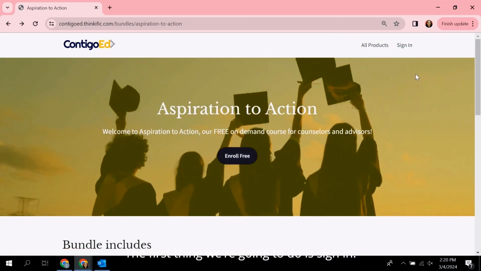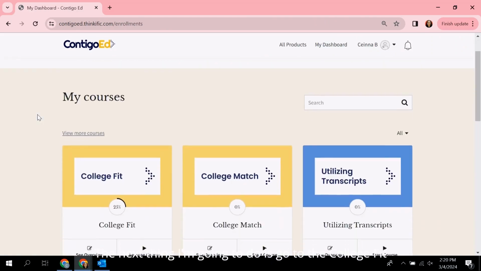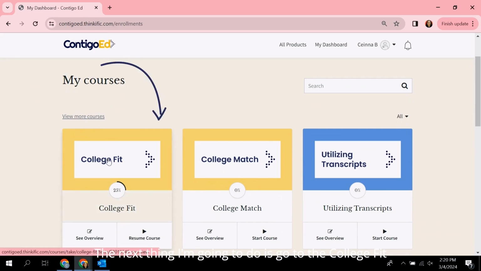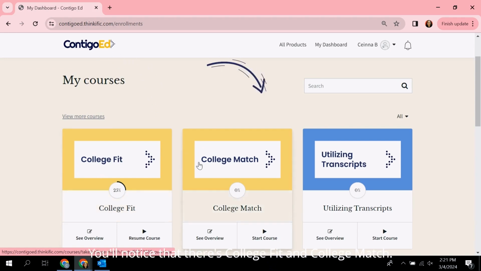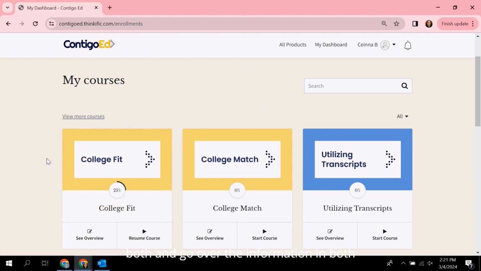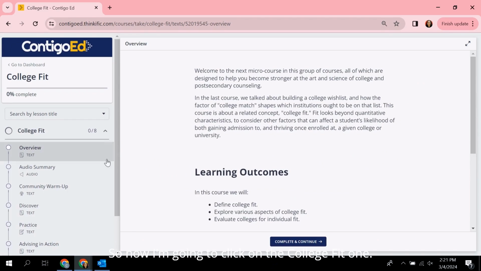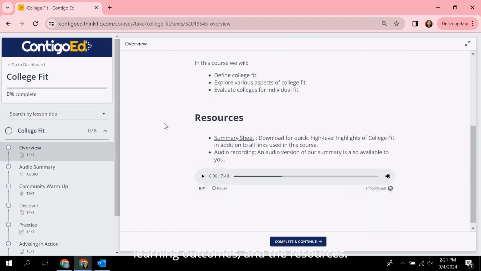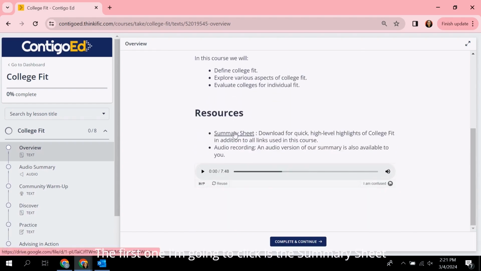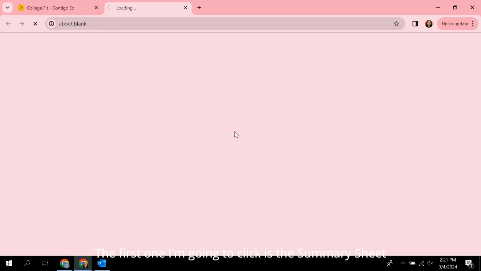The first thing we're going to do is sign in. The next thing I'm going to do is go to the College Fit Aspiration to Action microcourse. You'll notice that there's College Fit and College Match. I highly recommend that you all review both and go over the information in both because they go hand in hand. So now I'm going to click on the College Fit one, and here you will see the introduction, learning outcomes, and the resources. The first one I'm going to click is the summary sheet because we are going to go over that.